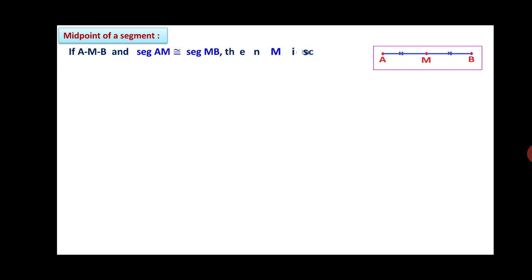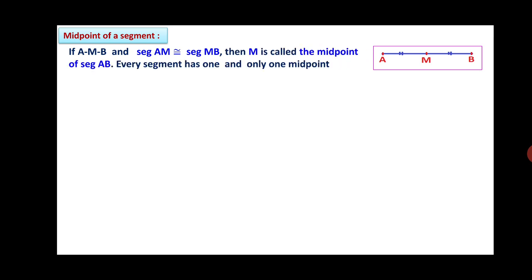So friends, we will continue with the next topic, midpoint of a segment. In the adjoining figure, you can see M is between A and B such that AM is equal to BM. The identical marks indicate that those segments are congruent. If A-M-B is a betweenness and segment AM is congruent with segment MB, then M is called the midpoint of segment AB. Every segment has one and only one midpoint. Here M is the midpoint of AB. Friends, as AM is equal to MB, each is half of AB, which forms the equation.